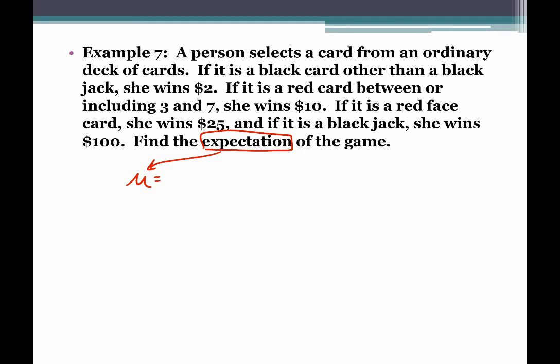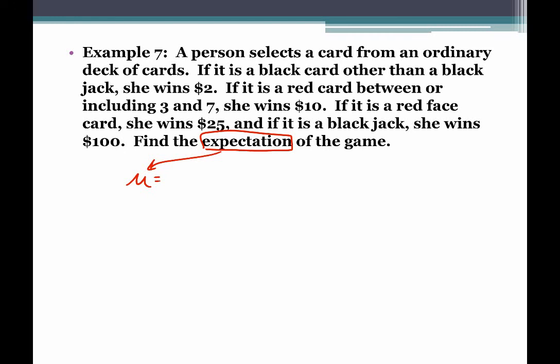The expectation just means if I keep playing this game over and over and over and over, how much should I expect to win? So what would my average winnings be? If I kept playing over and over and over, what would I expect? That's why we call it the expectation or the expected value. On average, what would we expect?